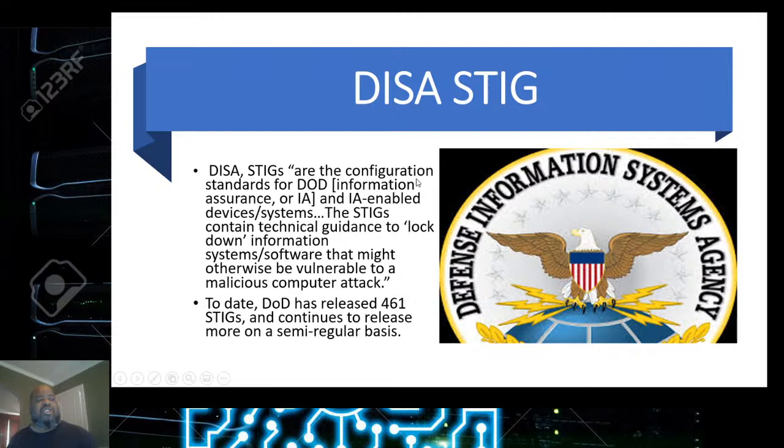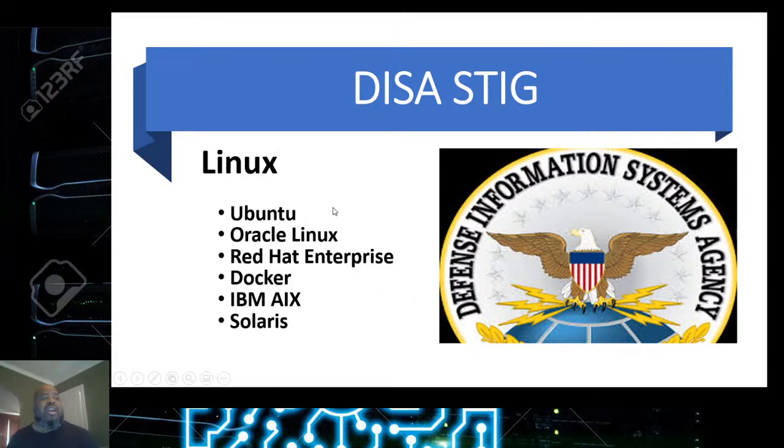The DISA STIGs are configuration standards for DoD and IA-enabled systems. The STIG contains technical guidance to lock down information systems and software that might otherwise be vulnerable to a malicious computer attack. To this date, DoD has released 461 STIGs and continues to release more on a semi-annual basis. The DISA STIGs for the different versions of Linux are Ubuntu, Oracle, Red Hat Enterprise, Docker, IBM AIX, and Solaris.